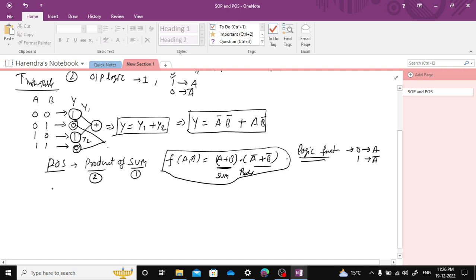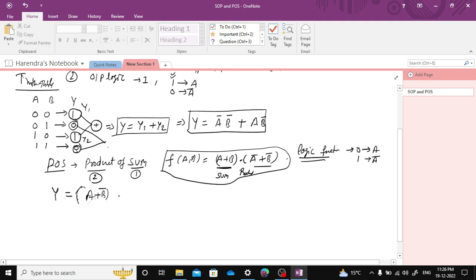So the final output is y. This depends on the 0 0, 0 1. 0 1 means a complement plus b. First input is a complement. 0 means a, sorry, it's my mistake. So first input is a, 0 means a, and second input b, its value is 1 means b complement. So first sum the input variables: first input is a, second one is b complement.